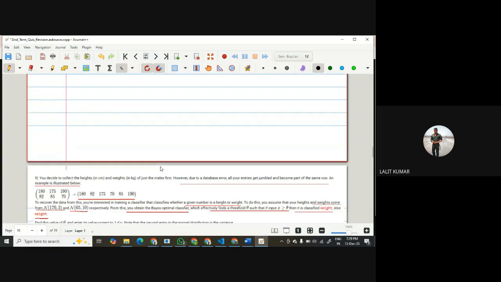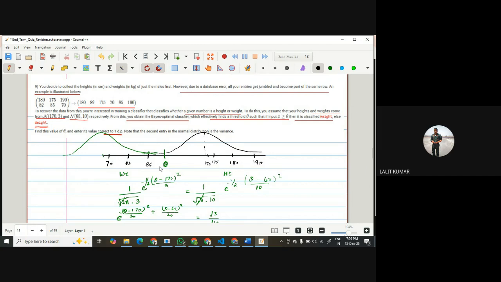Now we go to the next question. They say that we have got weights and heights and we have flattened them. We don't know what is weight and what is height. But they have given that height and weight are coming from these distributions. So this is a similar question to the one we have solved just now. This is height, this is weight. They have given the variance respectively. From this you obtain the Bayes optimal classifier, which effectively finds a threshold theta such that if the input is greater than or equal to theta, then it is classified as height or as weight.